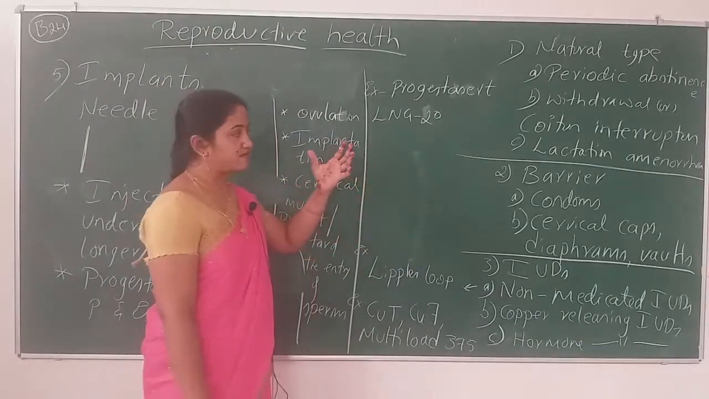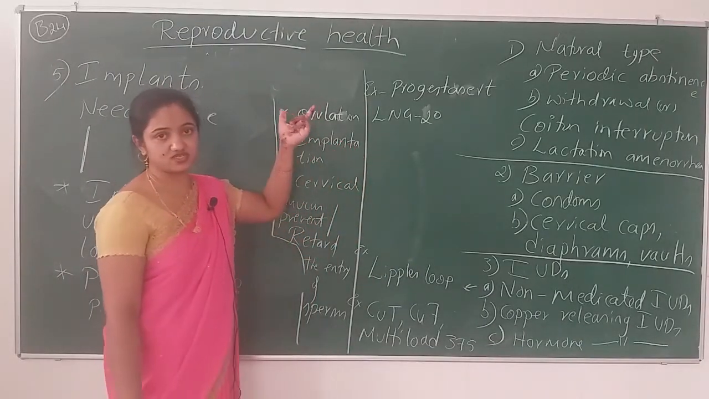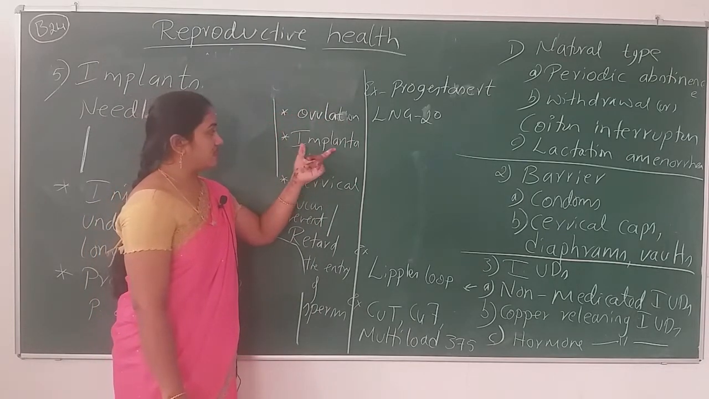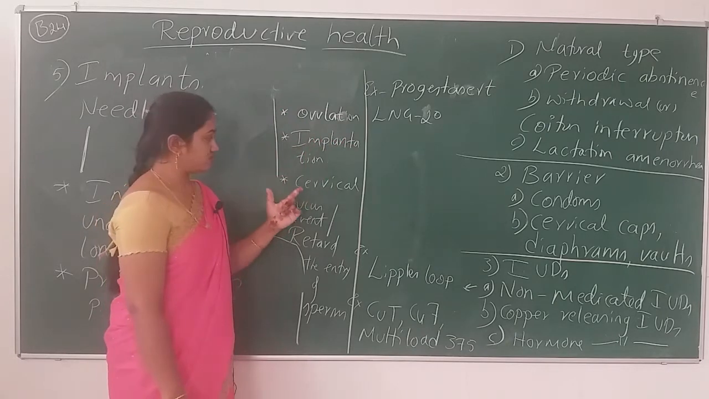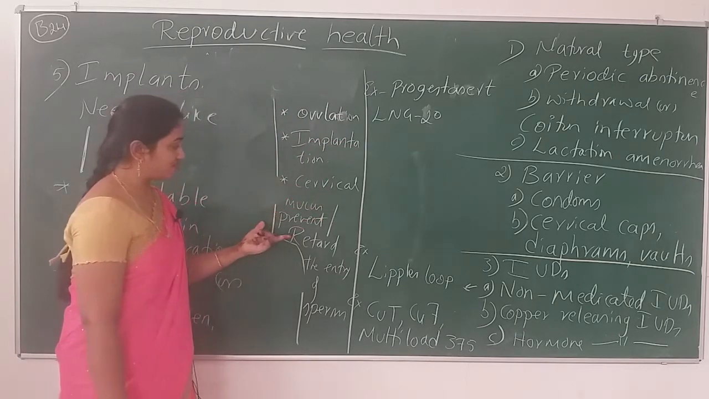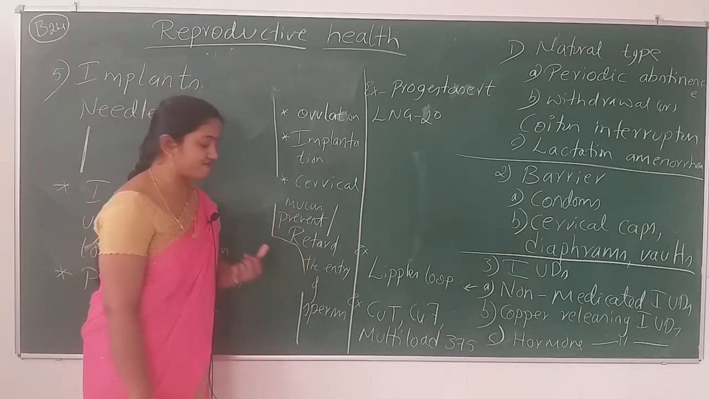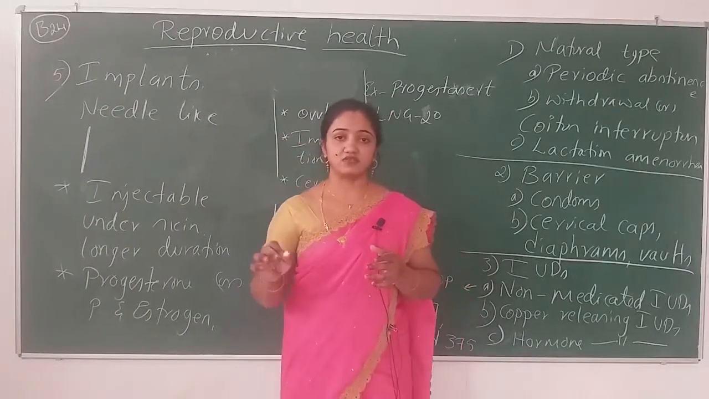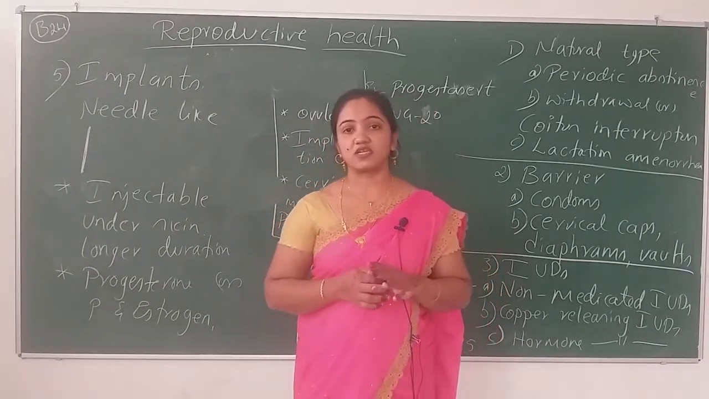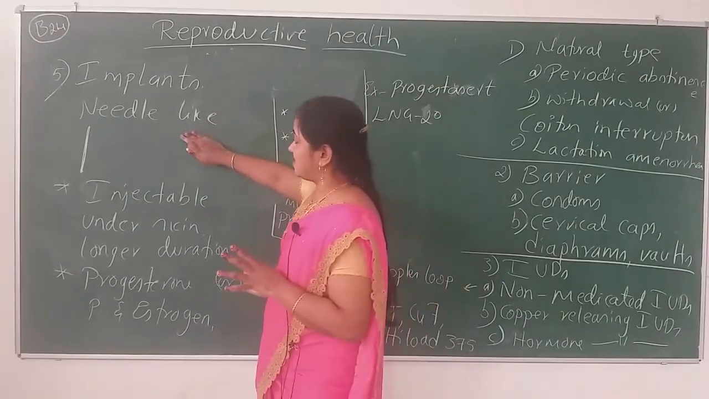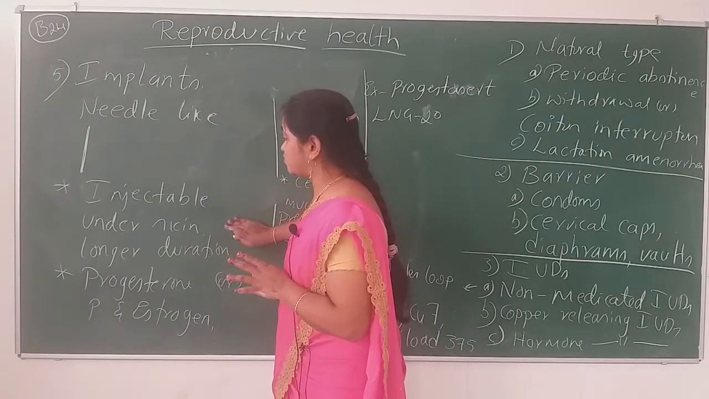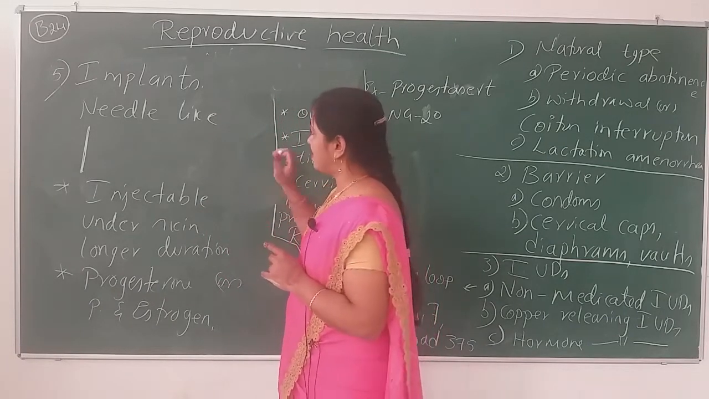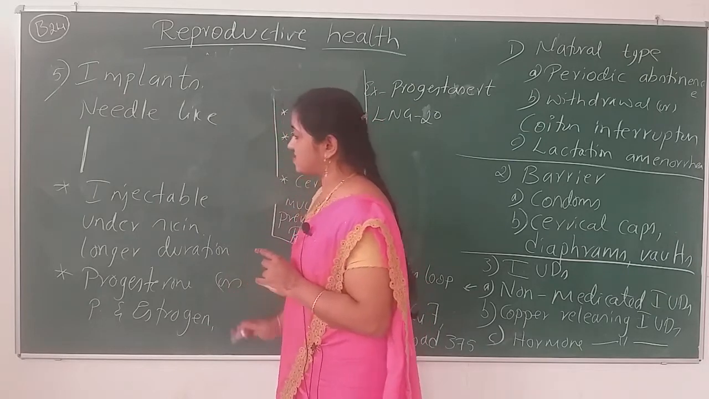The blood carrying progesterone or estrogens will have an effect on ovulation. It prevents implantation, or it affects the cervical mucus, which retards the entry of sperm. As I told you, it is similar to oral pills, oral contraceptives, but the only difference is that it is injected under the skin, and it shows its effect for a longer duration, and the base is similar.